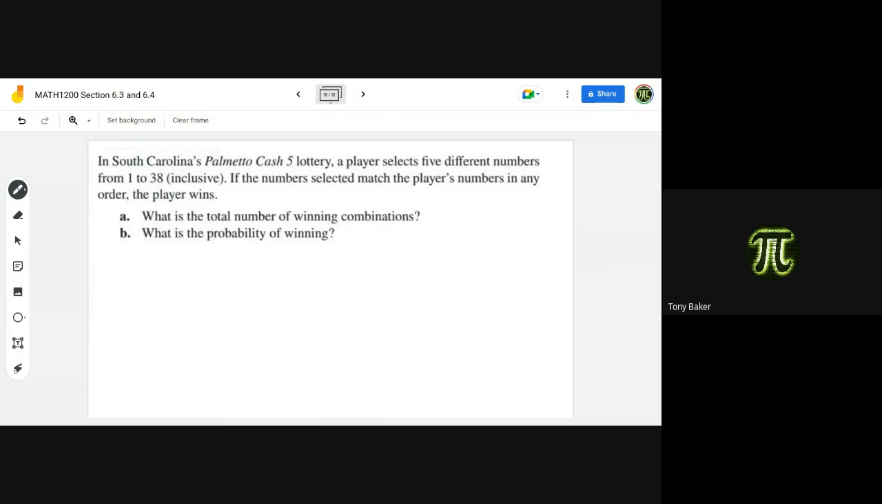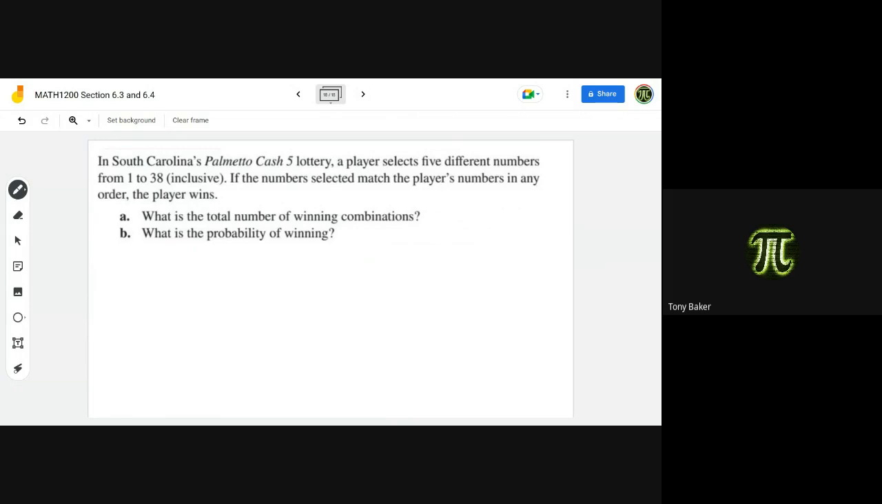It depends on the lottery. I think the Connecticut one's 1 to 55. Powerball is actually higher than that, I think, now. So they have to pick 5 numbers from 1 to 38. If the numbers selected match the player's numbers in any order, the player wins. So what is the total number of winning combinations?